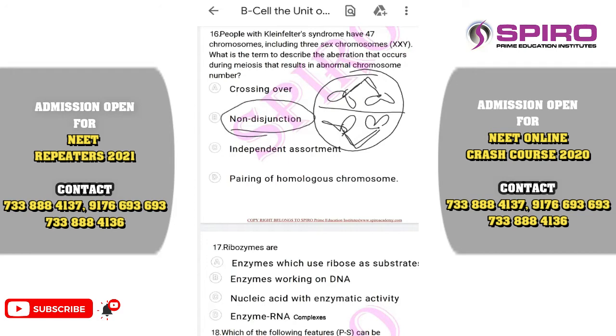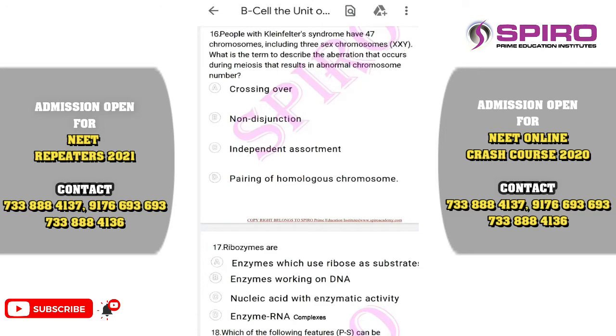So what happens in non-disjunction? Accidentally, the spindle fibers pull one extra chromosome, that is, one more chromosome. So instead of the normal 46, you are going to have the abnormal 47 chromosomes, as in the case of Klinefelter syndrome. This phenomenon is called non-disjunction, whereas disjunction is the normal phenomenon. So the correct option is option B.